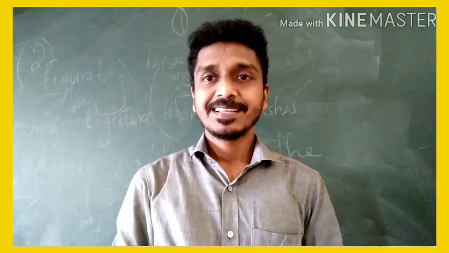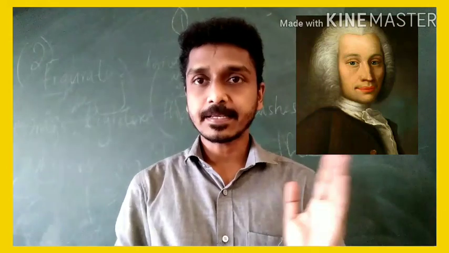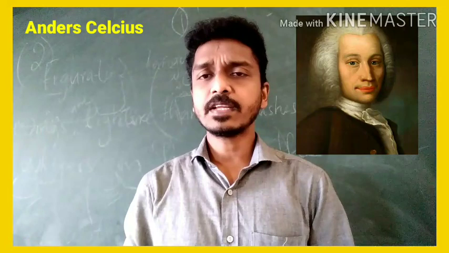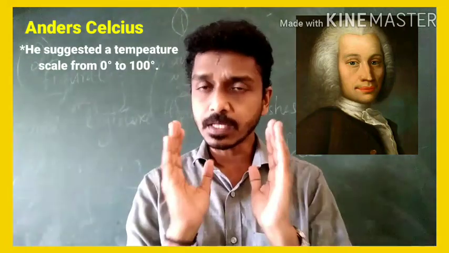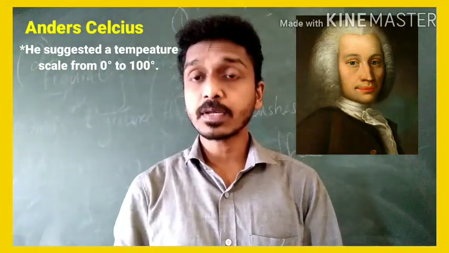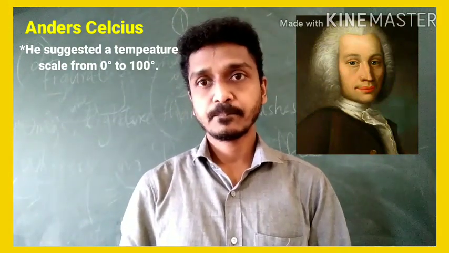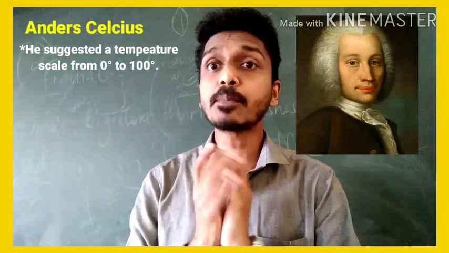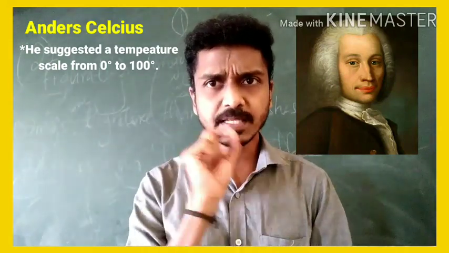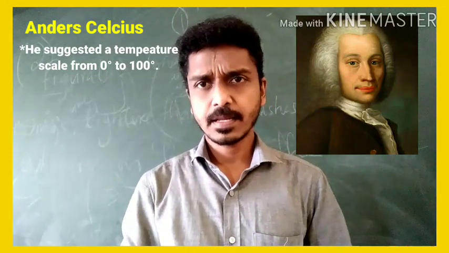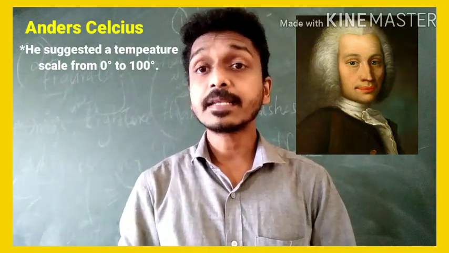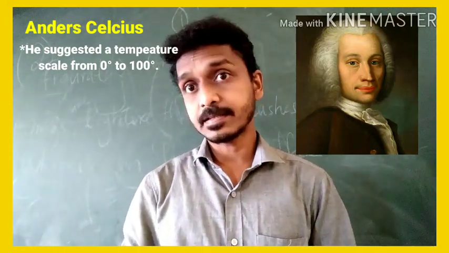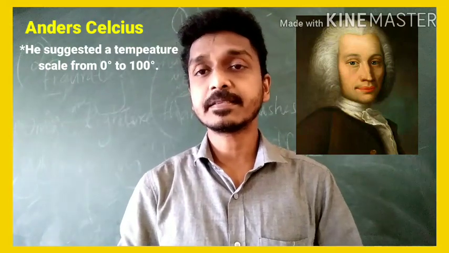Yes, very good. Now here is the next scientist, my dear. His name is Anders Celsius. He was also very interested in measuring temperature. That's why Anders Celsius also invented a new temperature scale. In that scale, he suggested that water boils at 0 degrees Celsius and melts at 100 degrees Celsius.